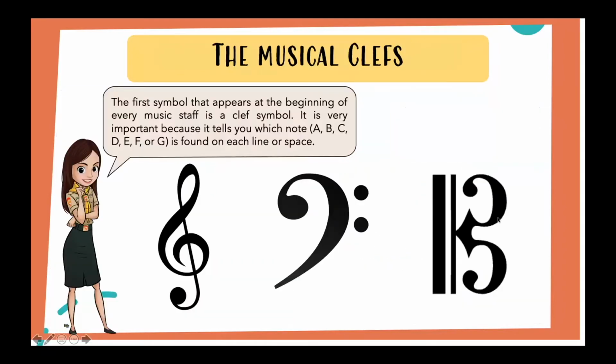And here we have the musical clefs, and one of your requirements is to read music in these two first clefs, which are the G clef or the treble clef, and the bass clef or the F clef. But we also have this alto or C clef, which you can also use to write music. And how do they work?